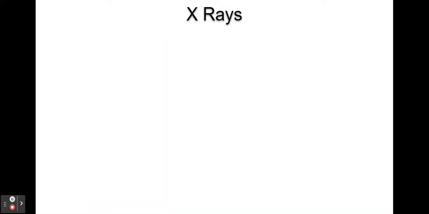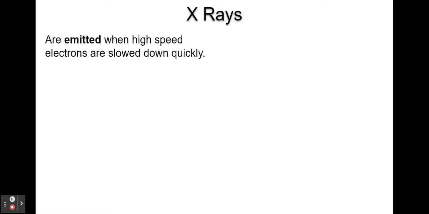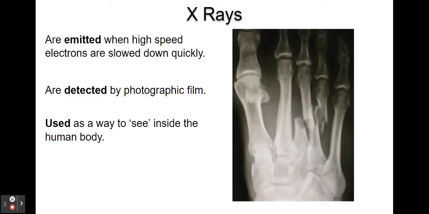X-rays have slightly lower frequency, slightly less energy, and a slightly longer wavelength than gamma rays. They are emitted when high-speed electrons are slowed down very quickly, usually during a collision with a metal. They're detected by photographic film, and they're used as a way to see inside the human body. For example, this picture here showing some broken bones.